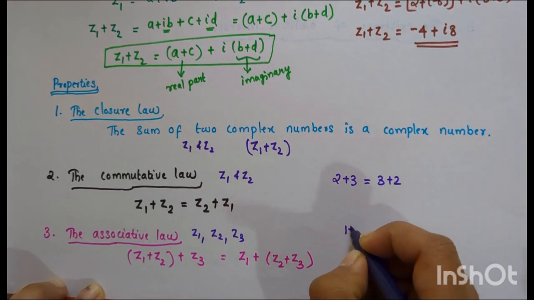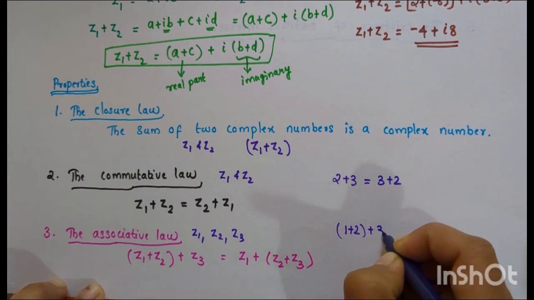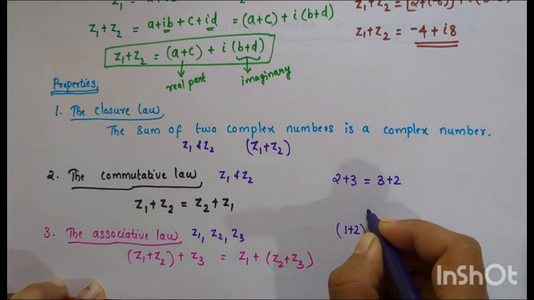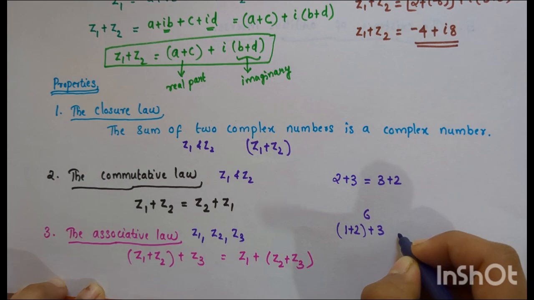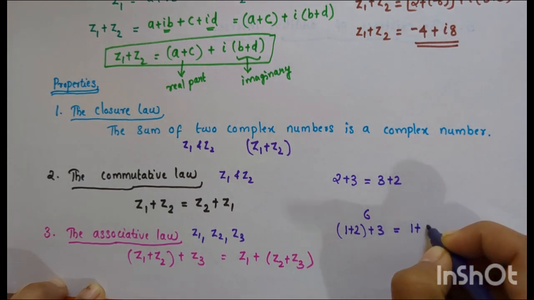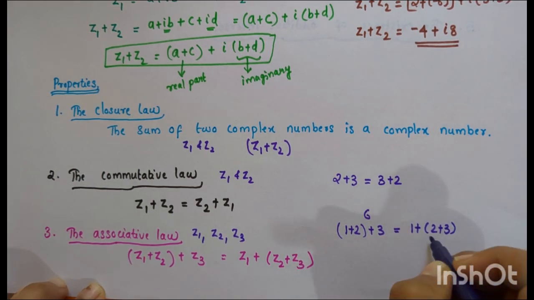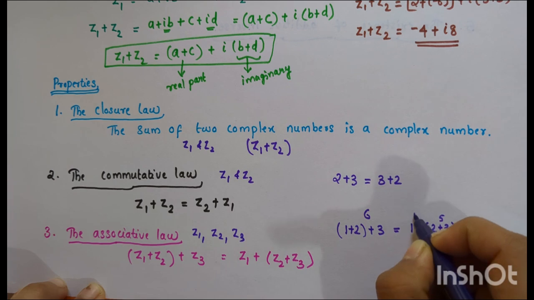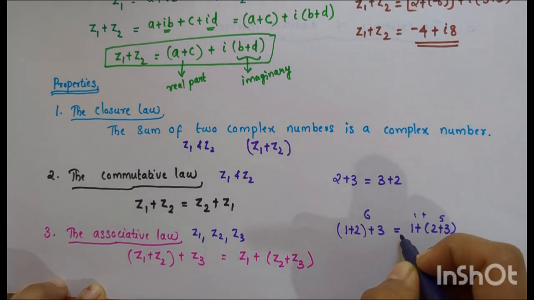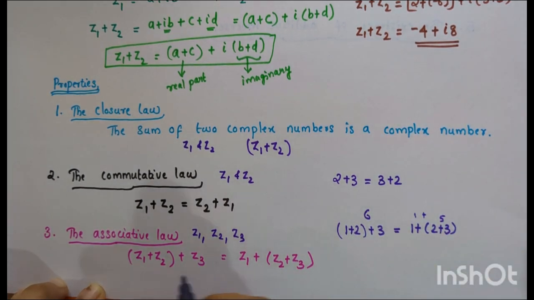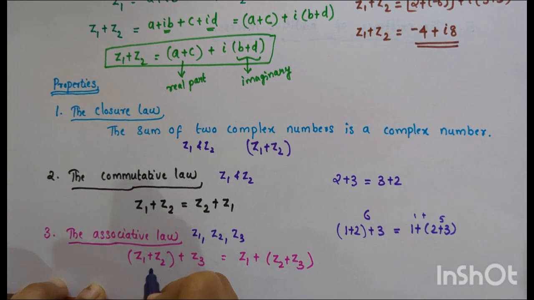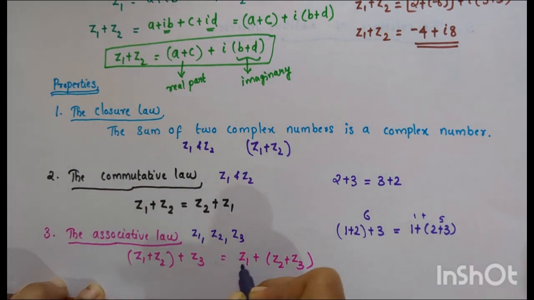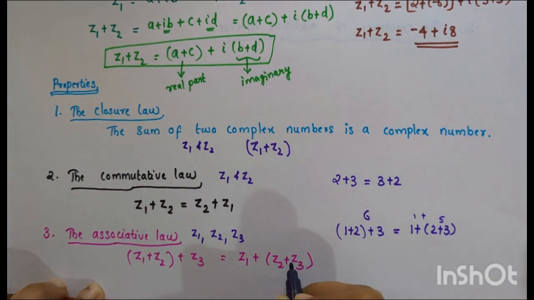Okay, that is for real numbers. We know that 1 plus 2 plus 3 is actually equal to what? 6, no? 1 plus 2 is 3, 3 plus 3 is 6. This is also equal to 1 plus (2 plus 3), right? Because 2 plus 3 is 5, 5 plus 1 is 6 again. Okay, so for any three complex numbers, we can write (z1 plus z2) plus z3 is equal to z1 plus (z2 plus z3).